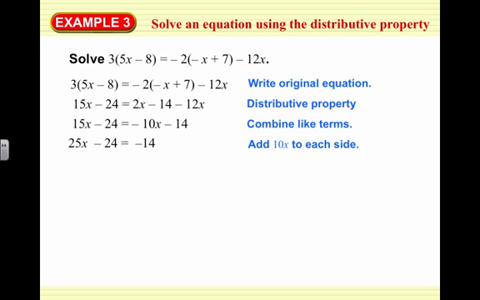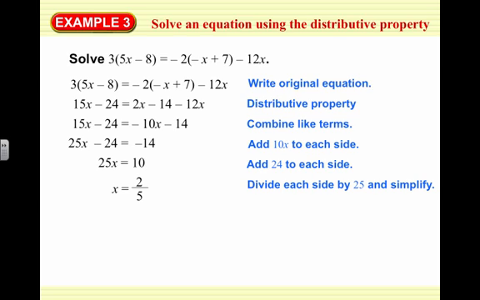And now we just need to get our plain numbers on the other side. So we're going to add 24 to both sides. And we get 25x equals 10 because negative 14 plus 24 is 10. Okay, x is being multiplied by 25, so we divide both sides by 25, which will give us 10/25ths. And 10/25ths reduces down to be 2/5 because we can reduce by 5 on top and bottom.